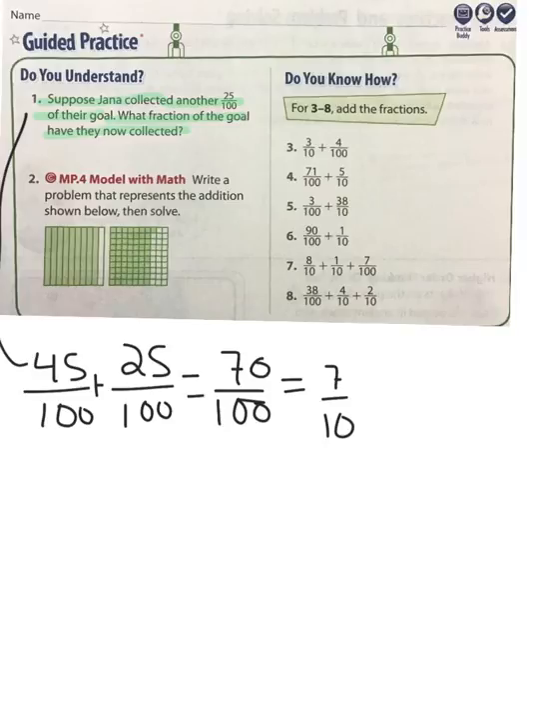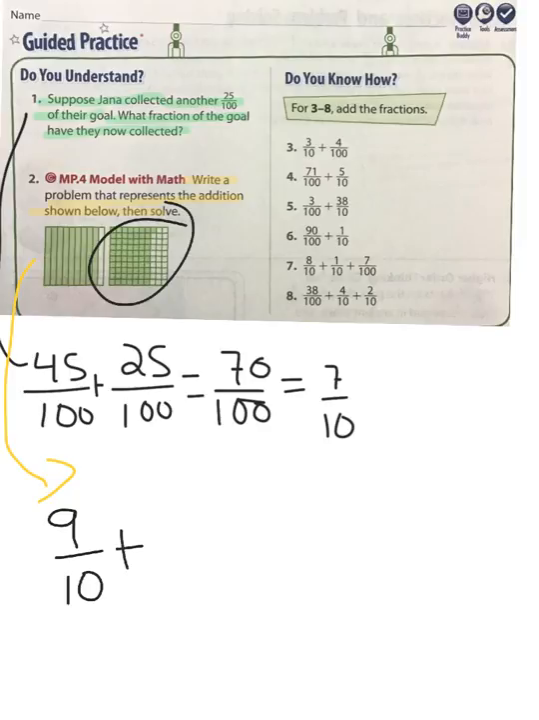Number 2, we need to write a problem that represents the addition shown below. So if I look at number 2, I'm just going to do it down here, and I'm probably going to use another page to do the other side. So if I look here, I have 9/10ths for my first fraction, plus, now I'm going to add this second one. It's out of 100 would be my denominator, and out of 100 it looks like 71 squares are filled in because each row is 10. So if I added up all the rows, I'd have 7 full rows and then 1 left over.